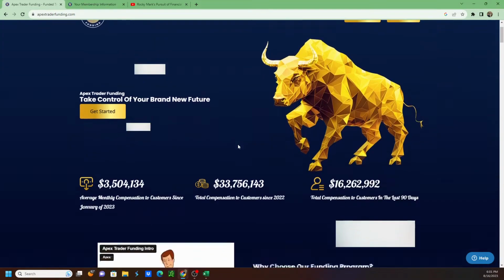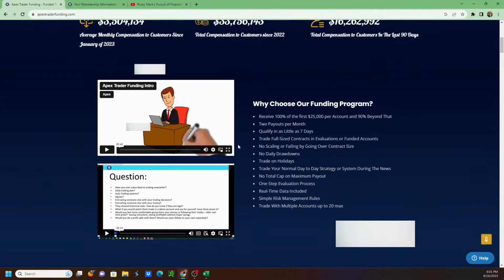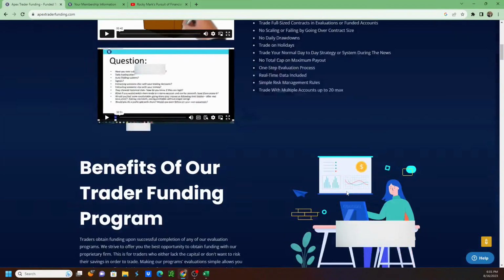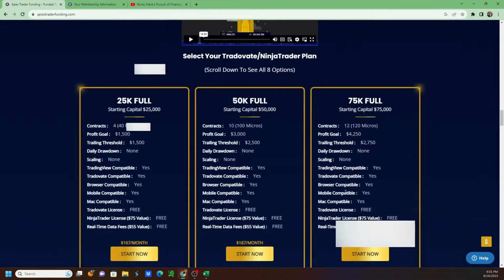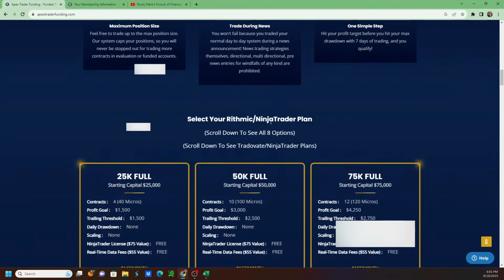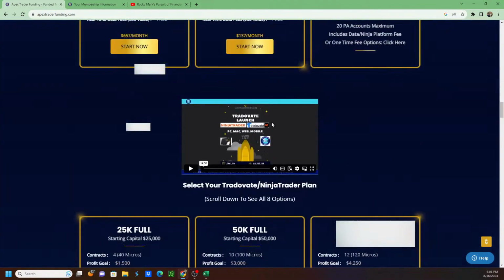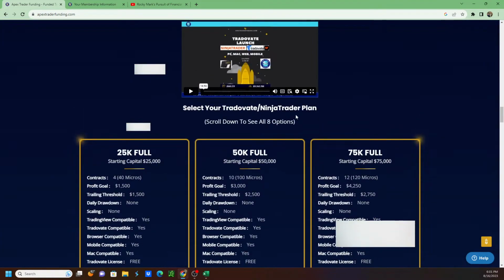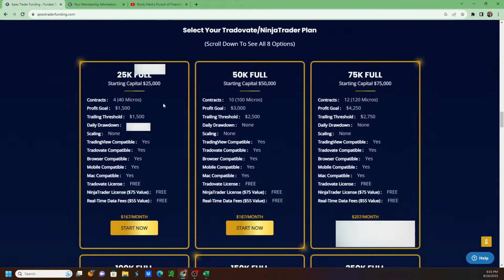This is the website here. If you wanted to know exactly how it works, they have a really good FAQ, but I just wanted to do a quick recap. So there's two choices. You could trade via Rithmic and NinjaTrader. The one that I decided to go with is Tradovate and NinjaTrader. And there's a lot of choices on the accounts that you can choose. Most of them are the full account. The full account, essentially, what that means is these full accounts here, as you can see.